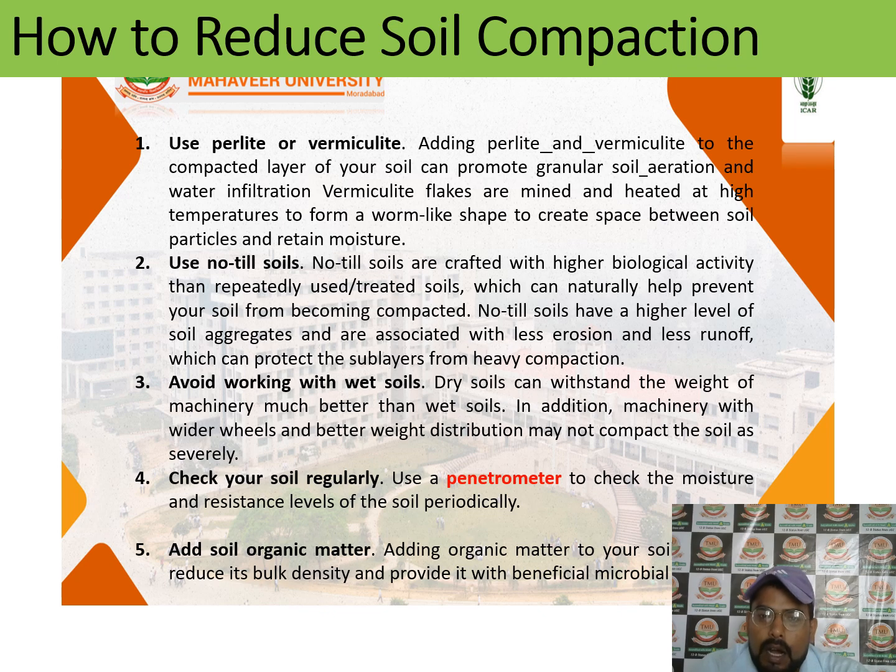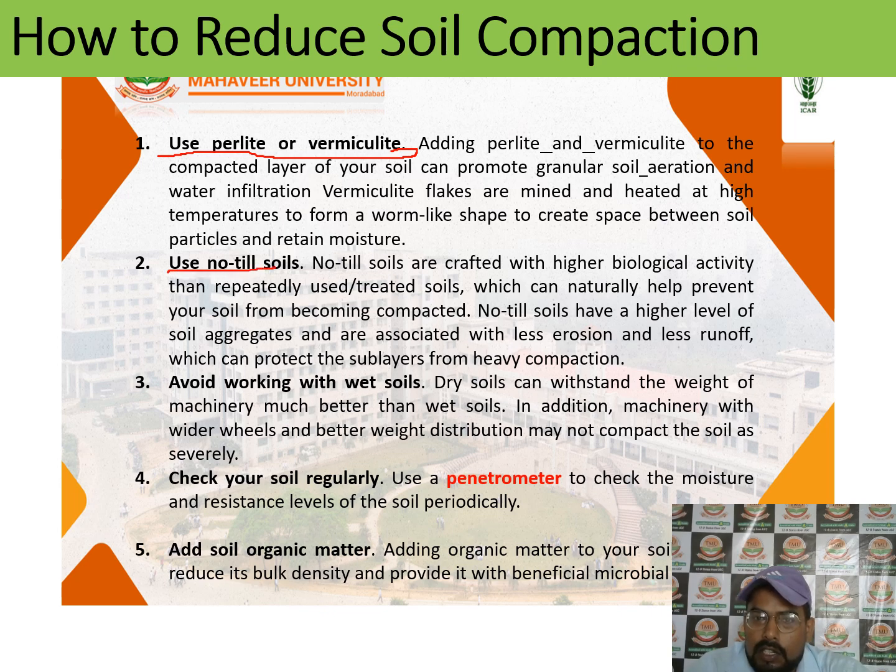Second is how to reduce the soil compaction. First is to use perlite and vermiculite. These are minerals; when the soil becomes compacted, add vermiculite and perlite to the soil to promote granulation and aeration. They increase the soil aeration and improve infiltration in the soil. Vermiculite is mined and heated to high temperature, and it retains the moisture, increasing the moisture content in the soil.